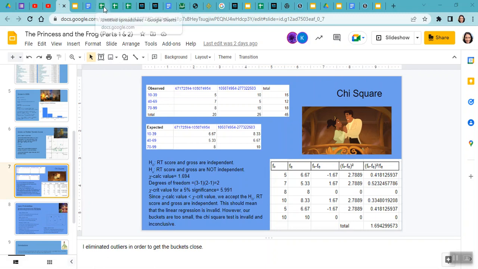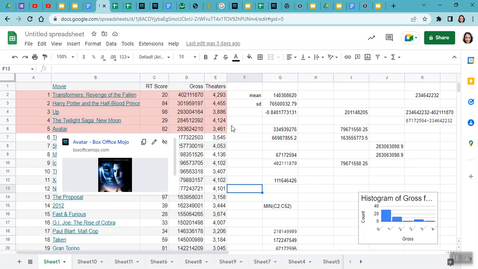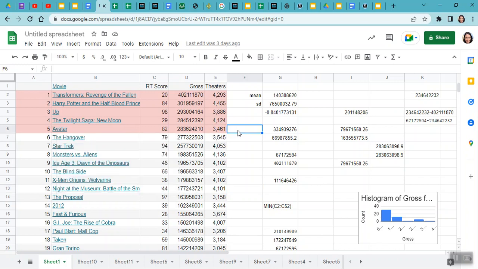I'm going to go to my spreadsheet, and the first thing I had to do was throw out the movies I had identified as outliers, because they were just going to make a tiny little bucket all by themselves. So I didn't use those at all in my chi-square test.